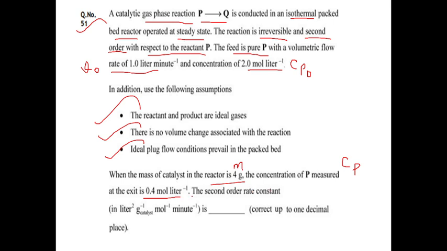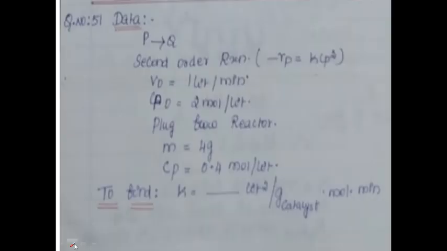The second order rate constant in liter squared per gram mole per minute is... The objective of this question is to determine the second order rate constant in liters squared per gram mole minute. After calculating the second order rate constant value, we have to give it correct up to 1 decimal place.